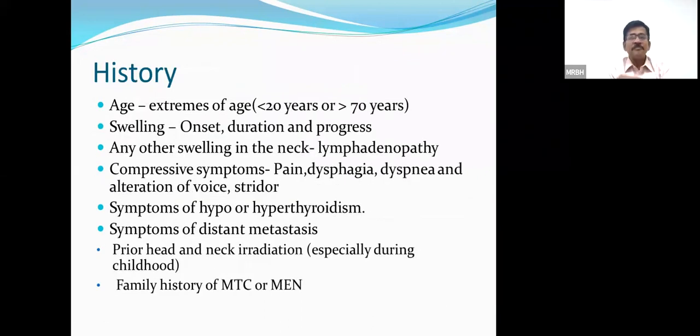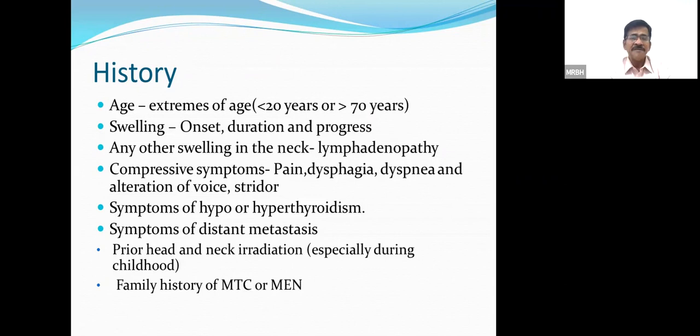So what are the important points in history one should evaluate while assessing a patient with thyroid disease? Age is very important. Extremes of age are important for the risk of malignancy. Then is the swelling. We should go into details, the history about the onset, duration, and progress of the swelling, whether there is any history of rapid increase in size. However, in differentiated thyroid cancer, a typical history will be slow growth. So slow growth in thyroid swelling does not exclude malignancy.